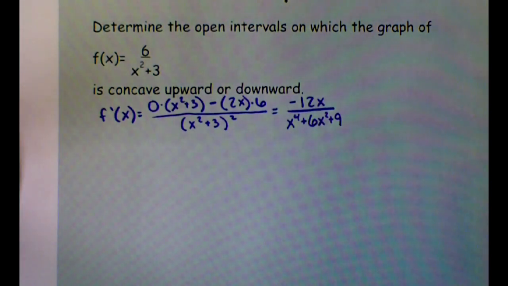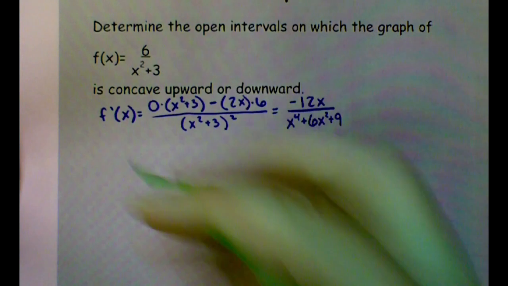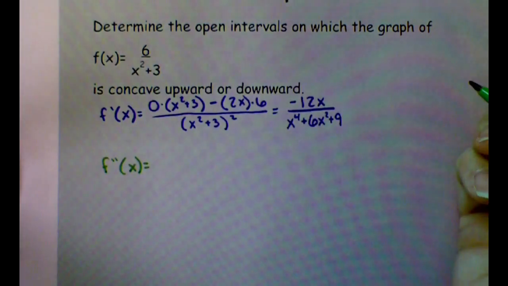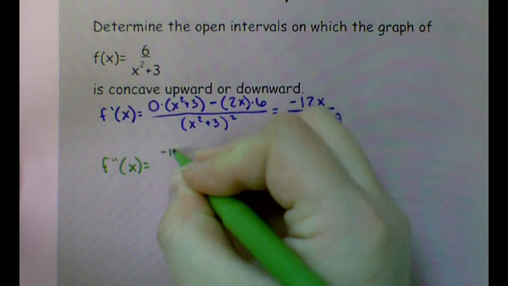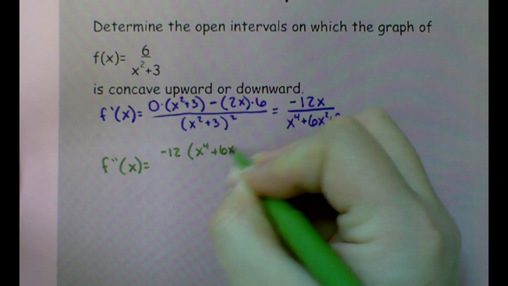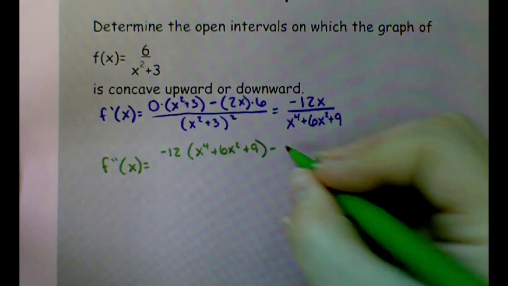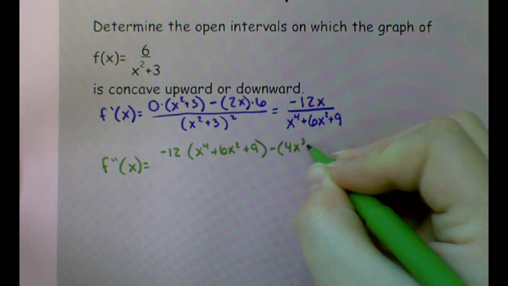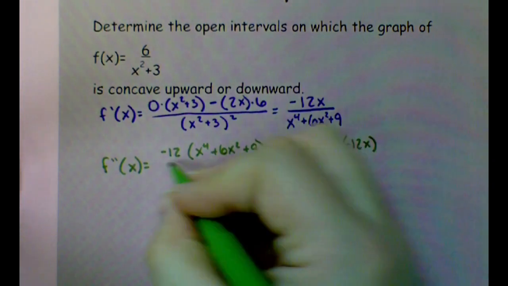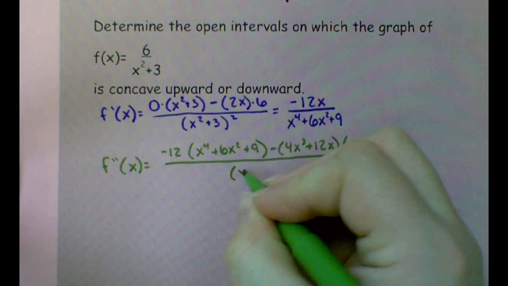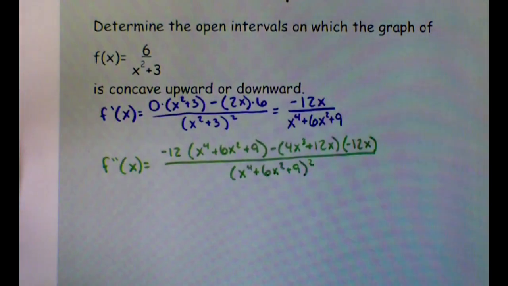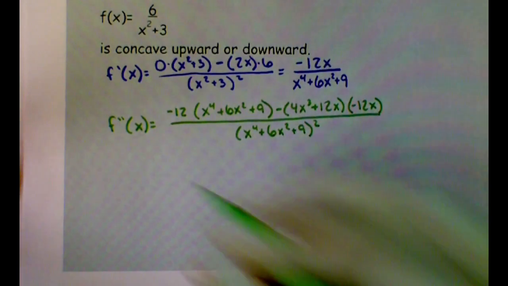That's not helpful to me yet. I need the second derivative. So to get the second derivative, I take the derivative of what I just got using the quotient rule. Derivative of the top is negative 12 times the bottom unchanged, minus derivative of the bottom, which is 4x cubed plus 12x, times the top unchanged, all over the bottom squared.